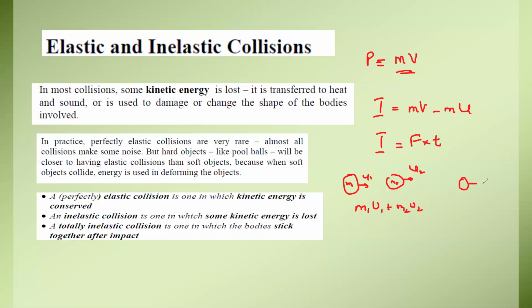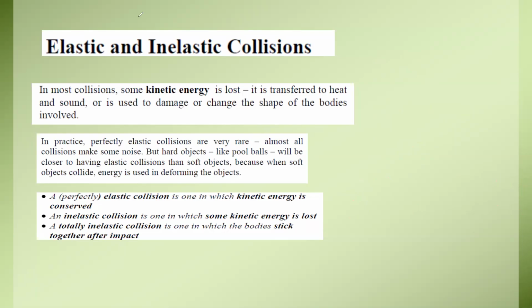And once they collide, the masses won't change, but the velocities will change. So the final momentum will be m1 v1 plus m2 v2. According to conservation of momentum, m1 u1 plus m2 u2 is equal to m1 v1 plus m2 v2. Now, today's topic is types of collision.